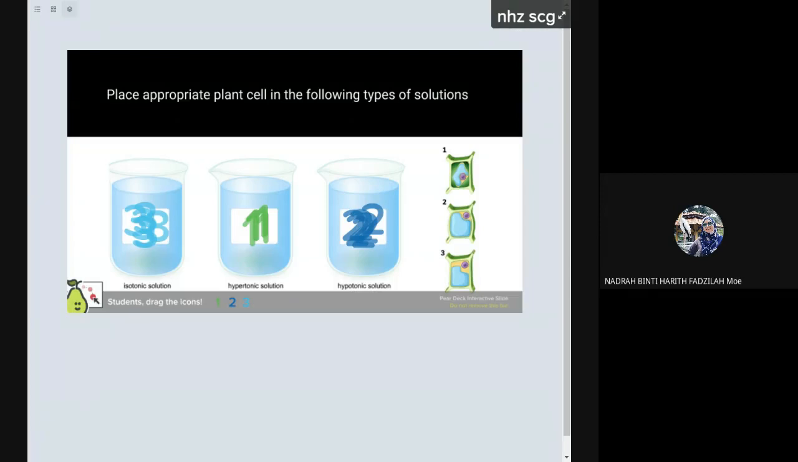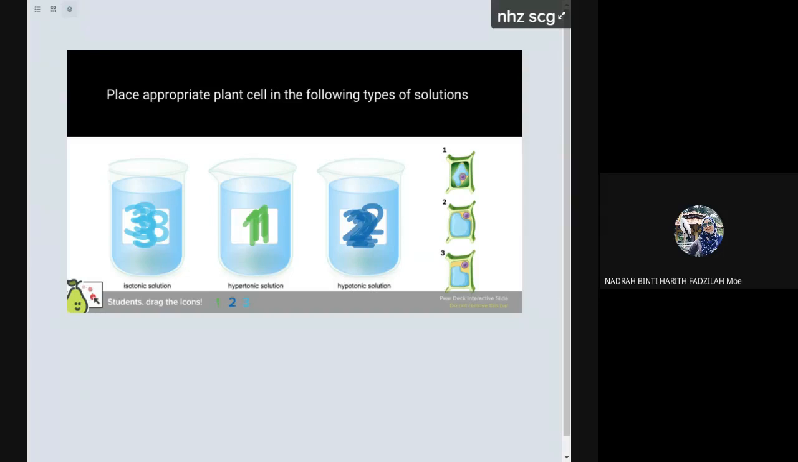Okay, bear in mind for plant cell, dia nak condition number 2 tu ya. Condition number 2 is actually good for the plants because it increases the osmotic pressure inside the cell, pushes the cell wall kan, sebab tu cell wall tu jadi melengkung.